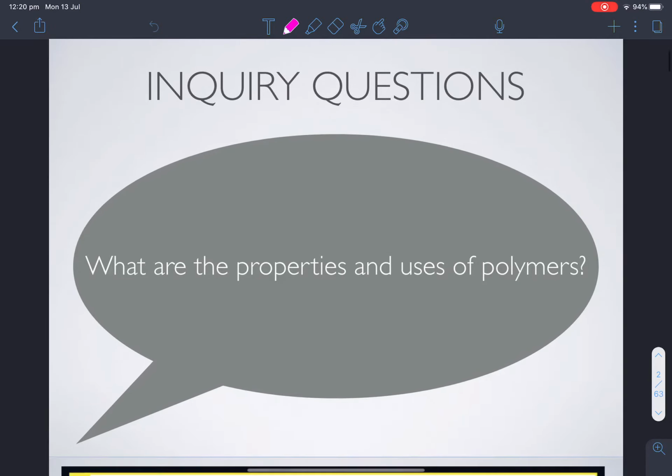Okay, our inquiry question: what are the properties and uses of polymers? So we're going to look at what polymers are, and we're going to look at some particular examples from the syllabus. We need to know their properties and their uses, and I would like to add to this question their structure. It seems you'll be assessed on structure, properties, use. So I've tried to keep it simple.